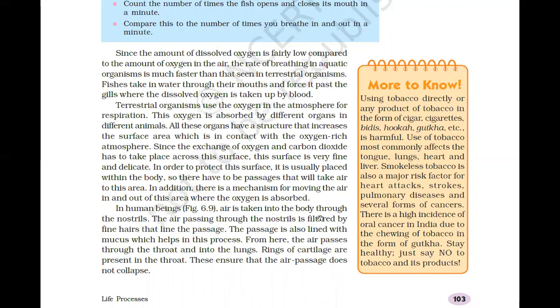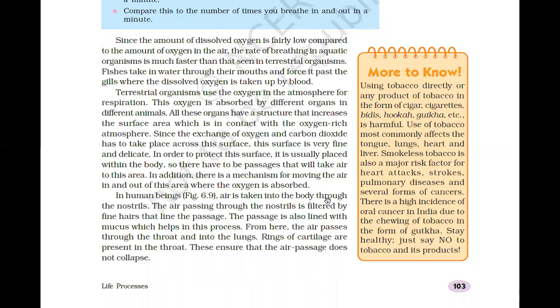In order to protect this surface, it is usually packed within the body. So there have to be passages that will take air to this area. In addition, there is a mechanism for moving the air in and out of this area where the oxygen is absorbed. In human beings, air is taken into the body through the nostrils.